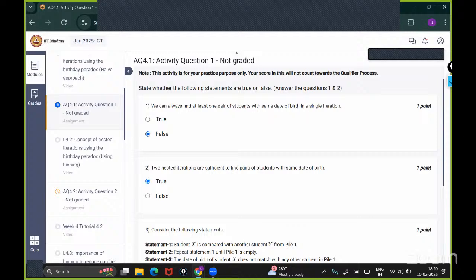Two nested iterations are sufficient to find the pair of students with the same date of birth. Is it true or false? True. Exactly. Why is it true?